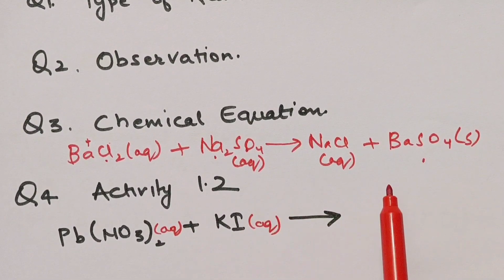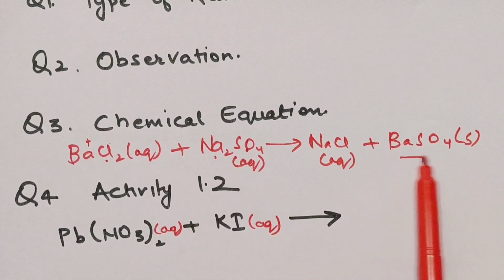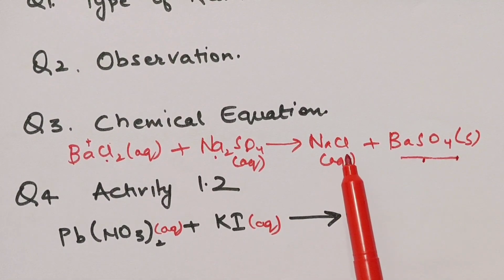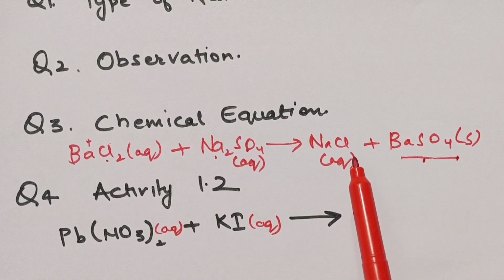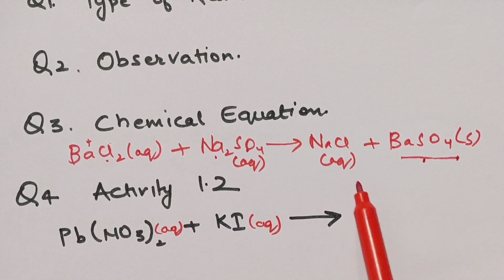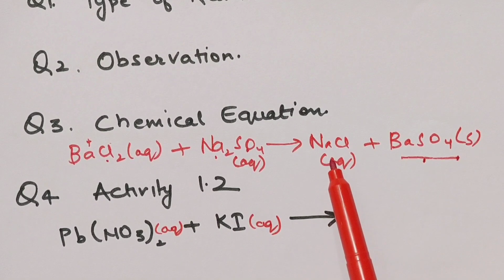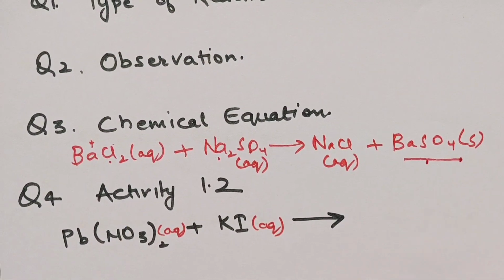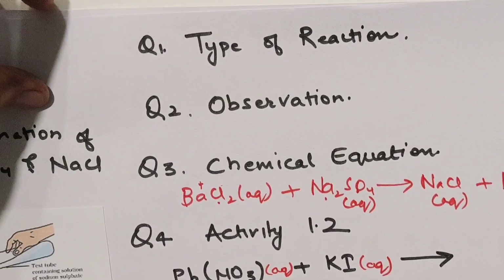It's easy to remember that it would be barium sulfate which would be a solid here, because we all know that sodium chloride, the common salt that we use, is very soluble in water. So it's not possible that NaCl would precipitate out. Only barium sulfate can precipitate out. Now, here observations.